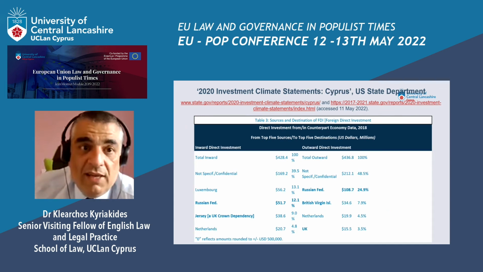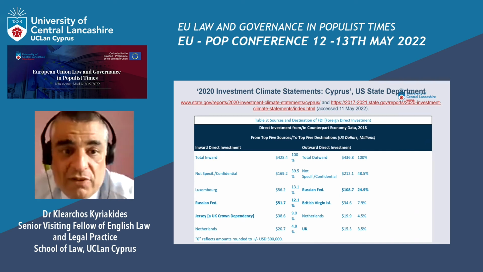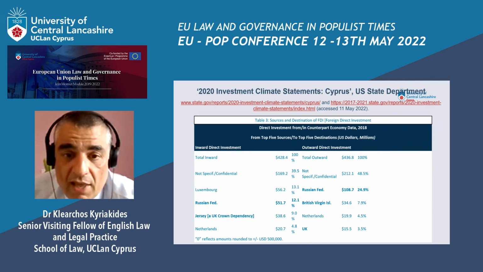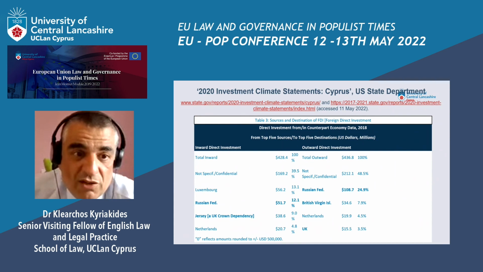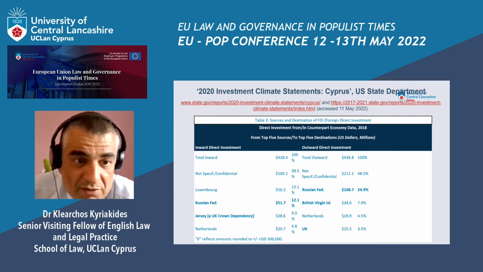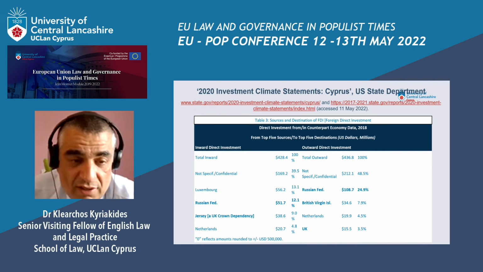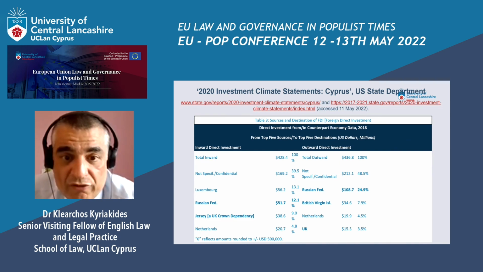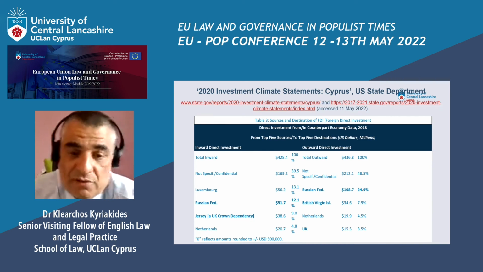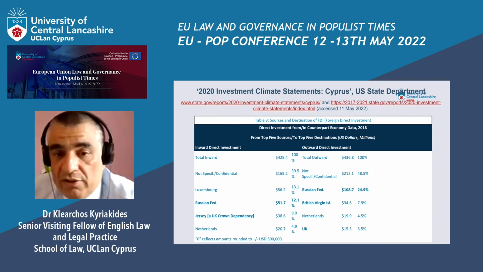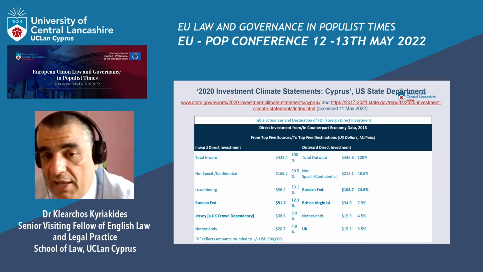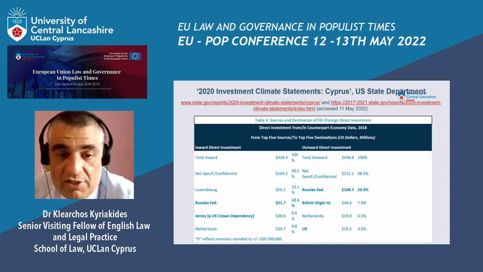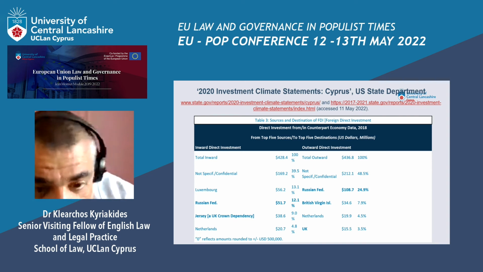If one looks at the investment climate statement for Cyprus, as distinct from Russia, one sees a rather similar picture, although Luxembourg has come out ahead of the Russian Federation. And there's also, as you can see there, reference to Jersey and the British Virgin Islands, Jersey being a Crown dependency, the British Virgin Islands being a British overseas territory.